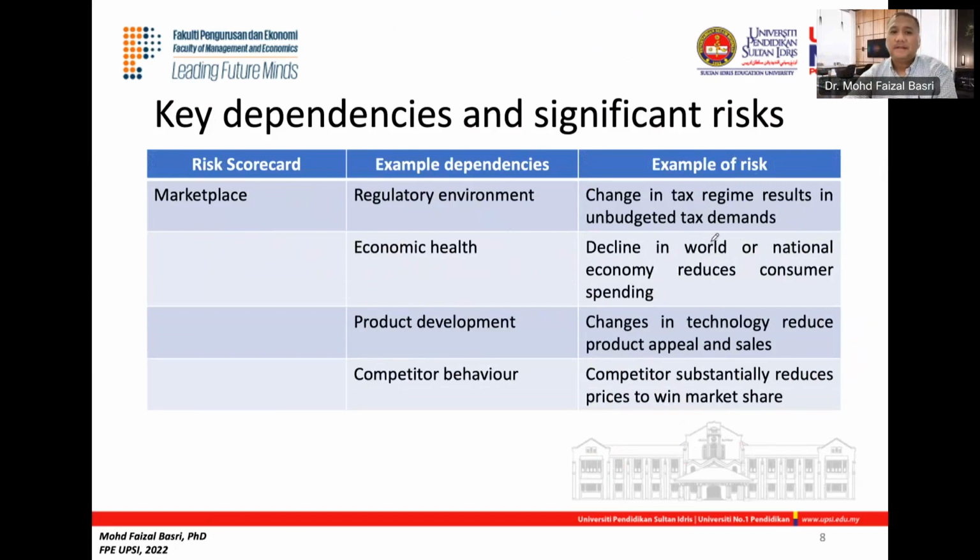And the fourth one is marketplace. Usually when we talk about marketplace, it is basically from an external point of view. Regulatory environment, whereby, for example, there are changes in the tax regime or in the bank, for example, changes in OPR, the overnight policy rate, whereby Bank Negara introduced new rates, and therefore you have to change your interest rate settings to your customers.